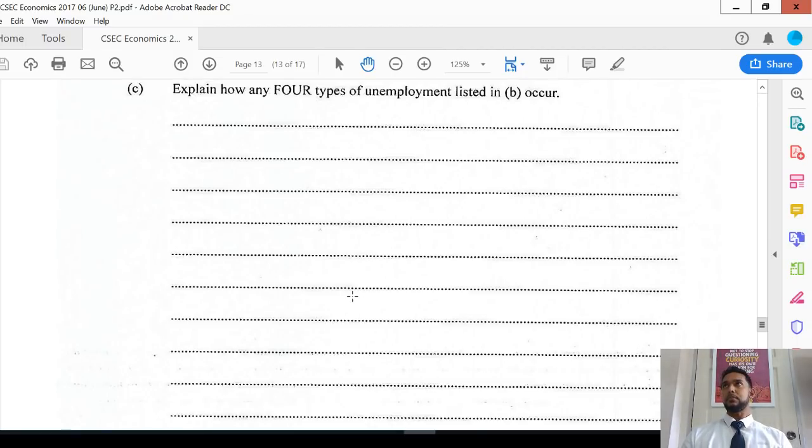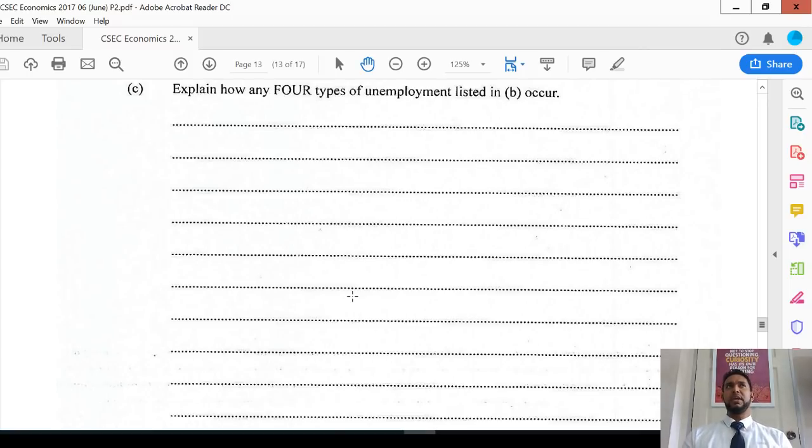All right. So we did cyclical, seasonal, technological, and frictional. Is that when people are changing jobs? Yeah, there's a period in between jobs, between and they're looking for a job. So a period in between. All right, and then the last one was real wage.